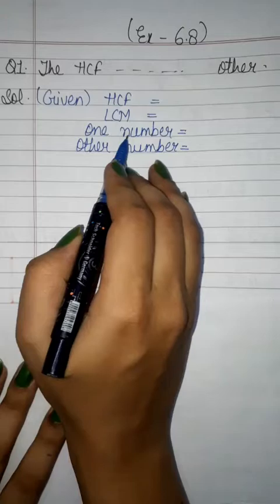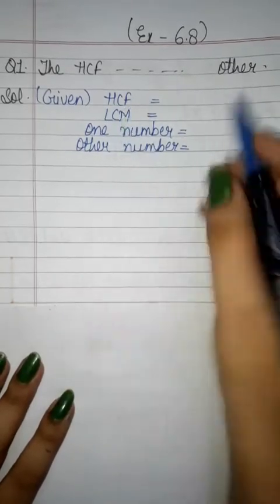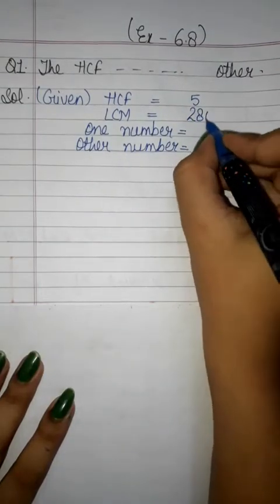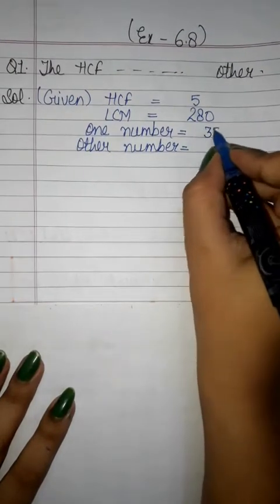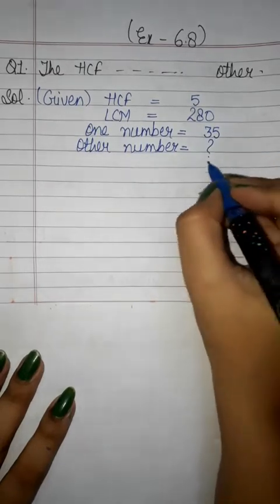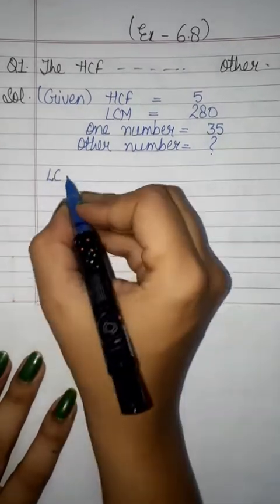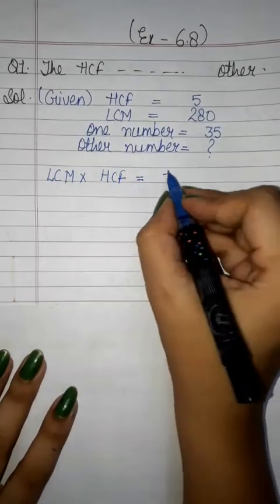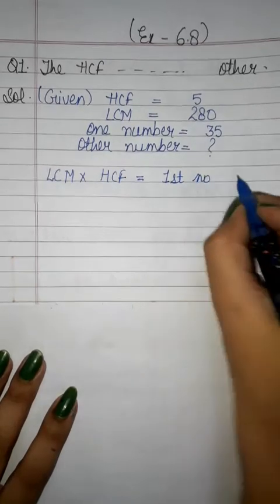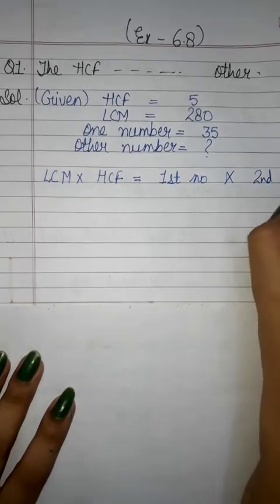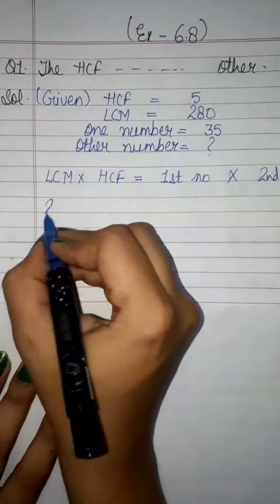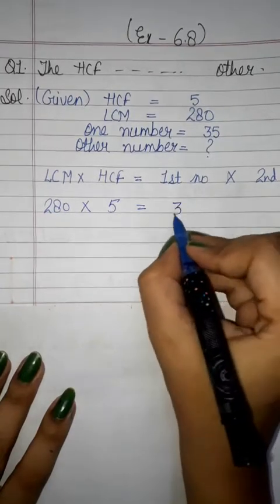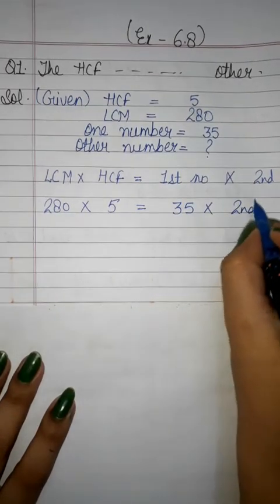What is given? First you will write those parts, like HCF is given, that is 5. LCM is given, 280. One number is given, 35, and whichever you have to find, put a question mark. So you know the relationship. LCM into HCF is equal to the product of two numbers. You can write first number multiply by second number. Now put the values. What is LCM? 280 multiplied by 5 is equal to the first number, 35, and you have to find the second number.